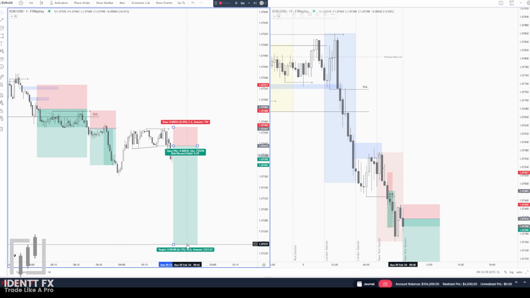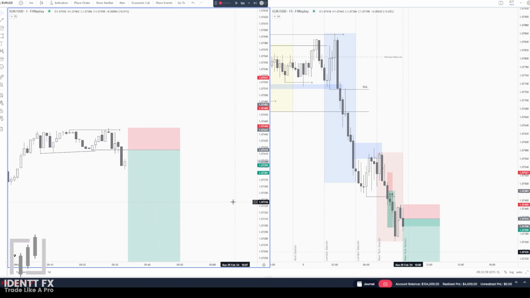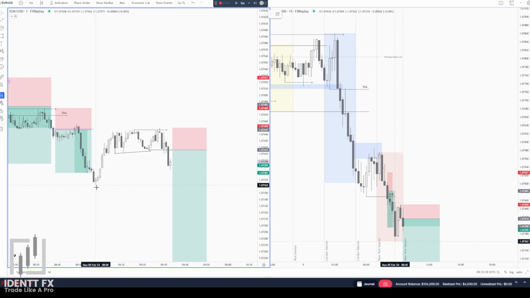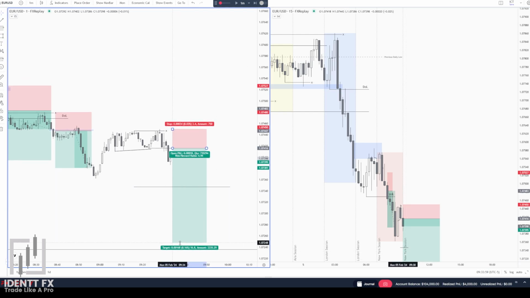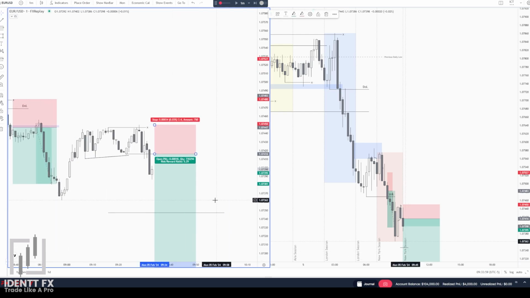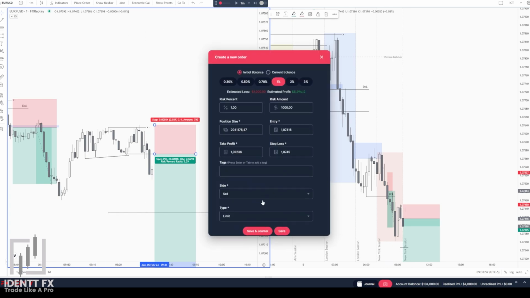But I'm thinking that targeting that extreme draw on liquidity would not be too bad, and that potentially right here we could go for some partials, or of course we do that at around 2R. Let's see where 2R is at. So right here we could be considering taking partials, and then we could let the rest of the trade run all the way to down here. So let's place the order.